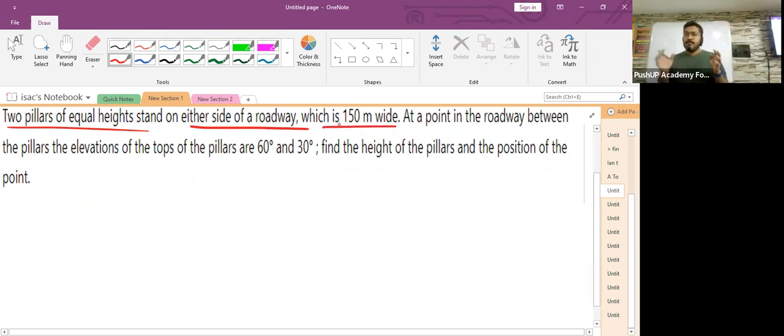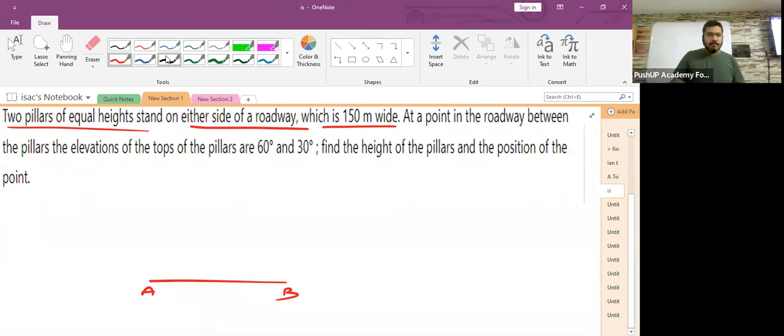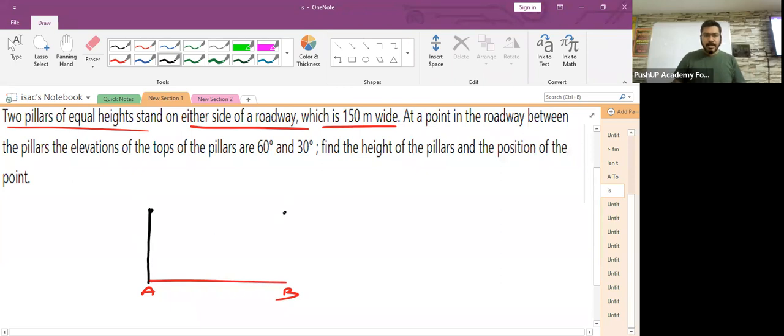Children, they are talking about the width of the road. They are not talking about the length of the road. So here, when I draw AB, this should be assumed as the width of the road, not the length of the road. Now, the first pillar is standing at point A and the second pillar is standing at point B. Now, if you notice, I have drawn both the pillars of equal height because they only wanted us to draw two pillars of equal height.